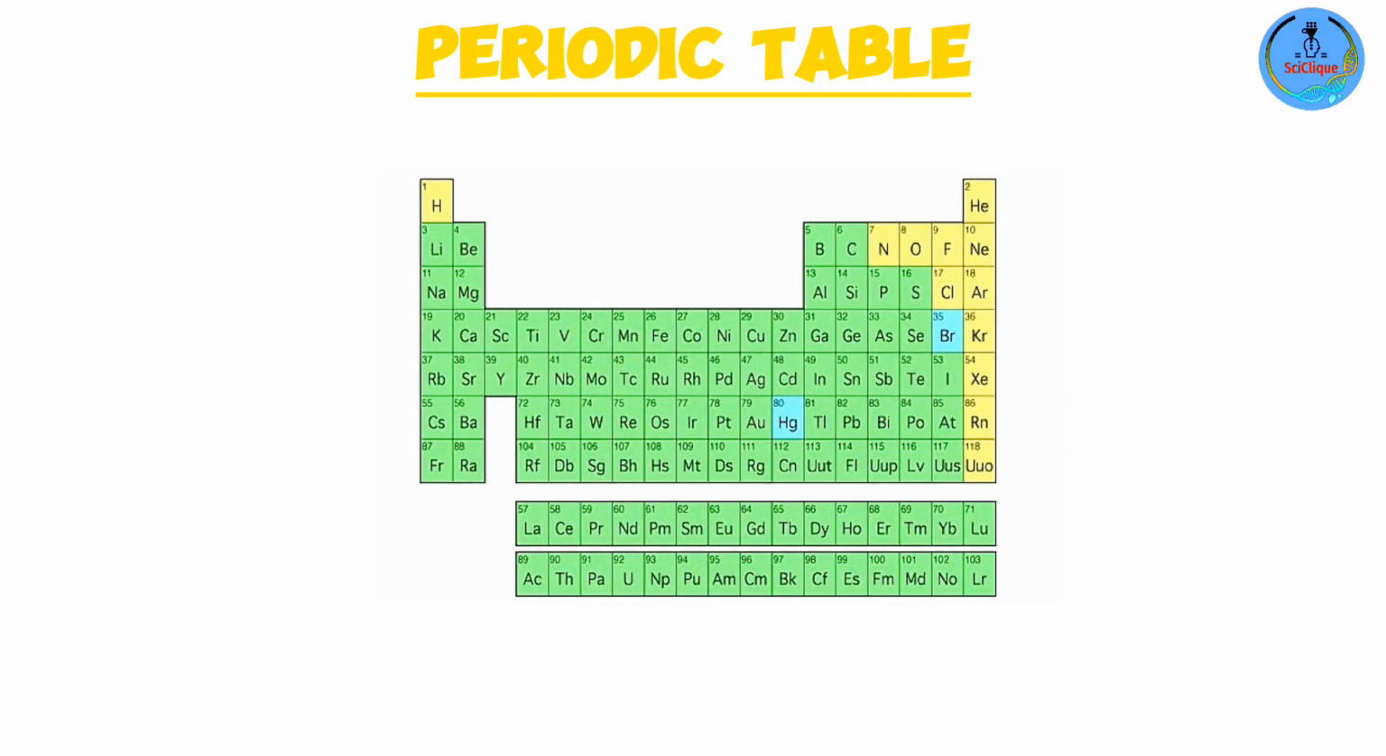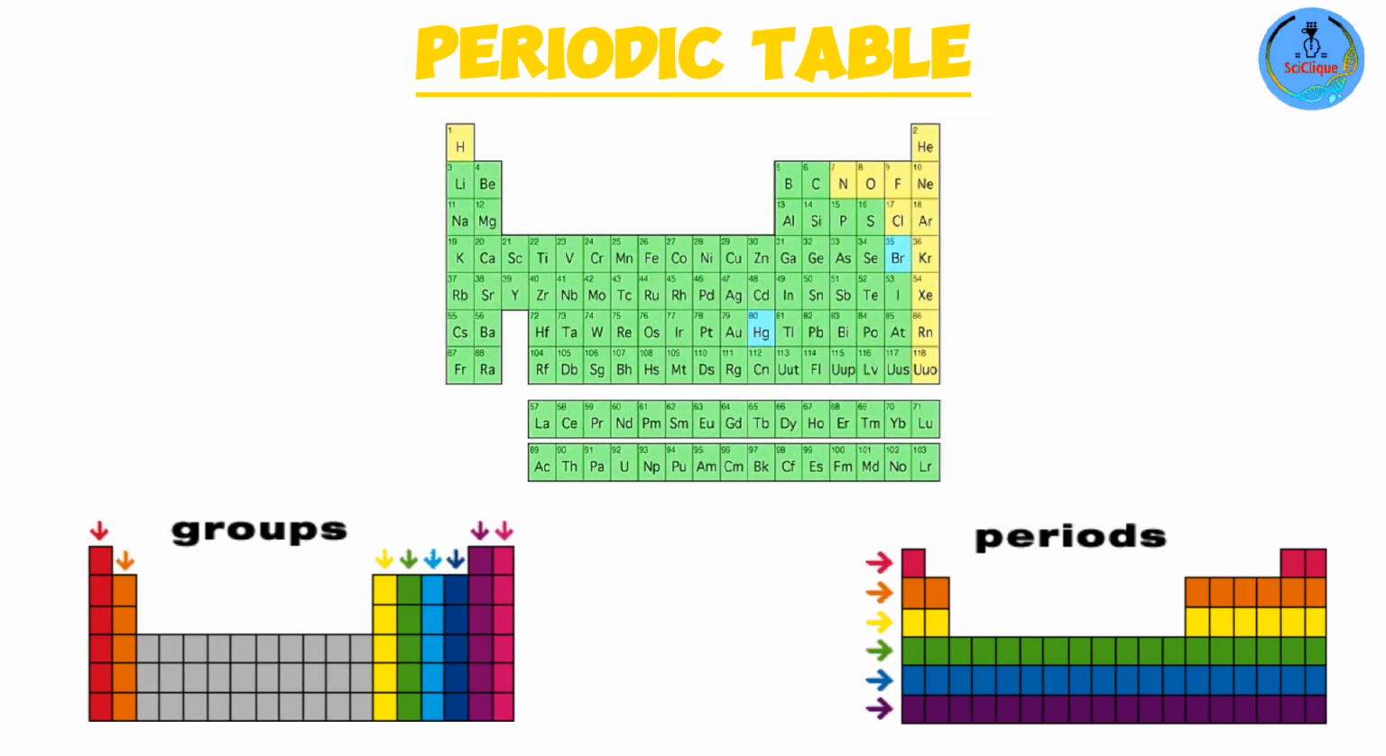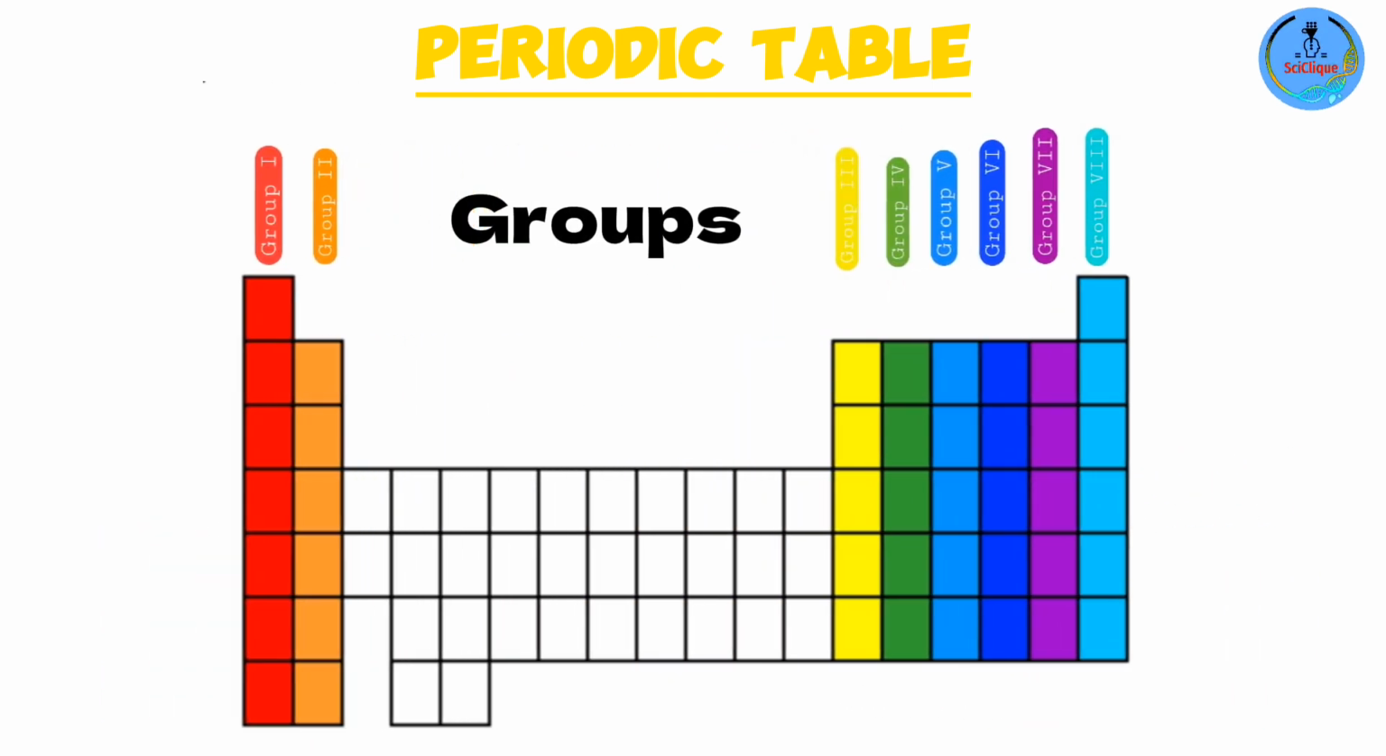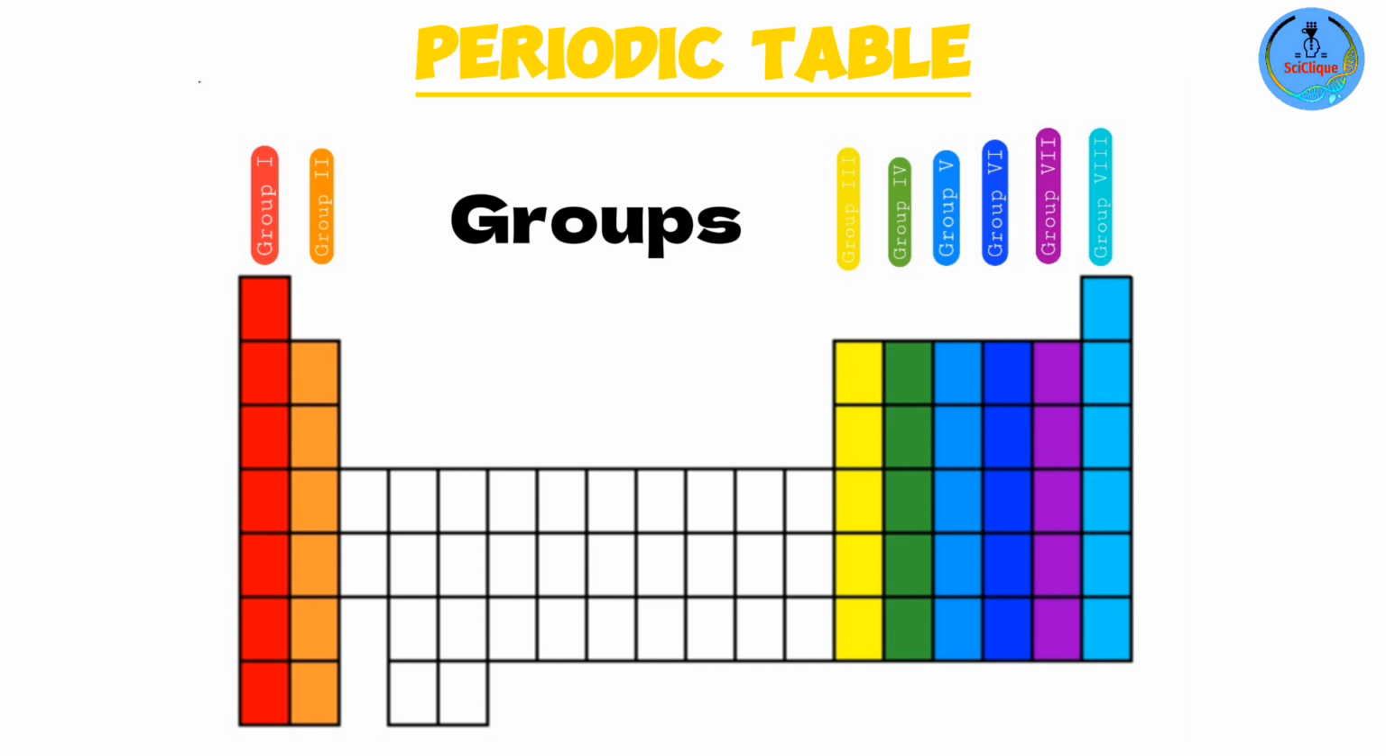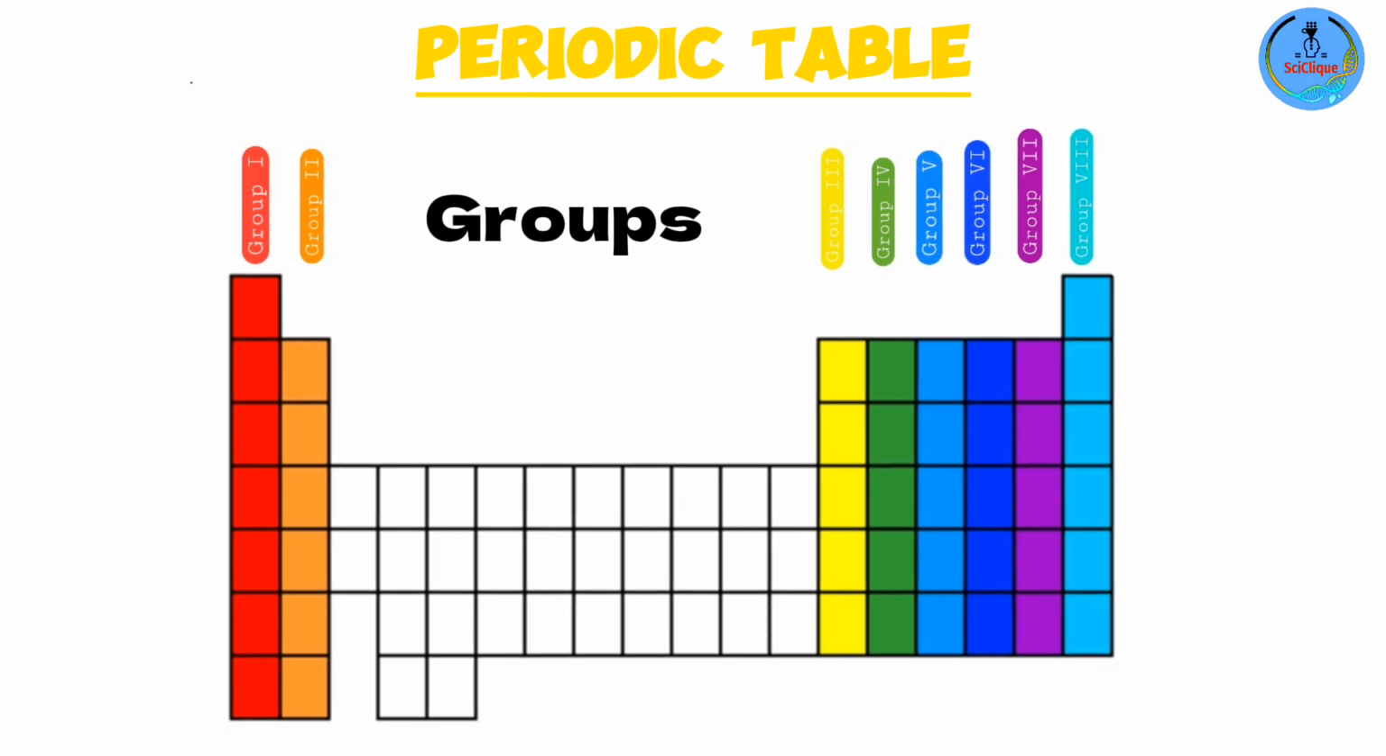Now these elements are placed in vertical columns and horizontal rows. So the vertical columns are referred to as groups, while the horizontal rows are called periods. Now let's start with the groups. So each group contains a family of elements. Now there are 8 groups in total. These are designated with 1 to 8 using the Roman numerals, of course. So this is group 1, group 2, 3, 4, 5, 6, 7, and 8.